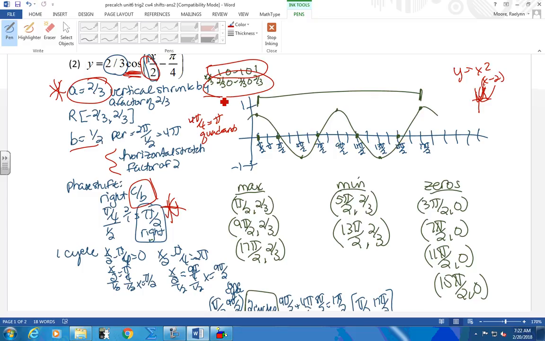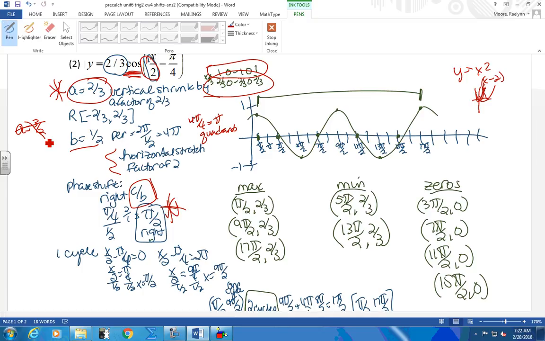Oh, I have a question. Go ahead. Wouldn't it be a vertical stretch by 2 over 3 because that's greater than 1? That's 2 over 3. It's less than 1. Oh, I think 3 over 2 would be a vertical stretch. Yeah, and I'm glad you brought it up because 3 over 2 is a fraction, but it is greater than 1. So that would be a stretch. And that's usually something kids see a fraction and they automatically say shrink.